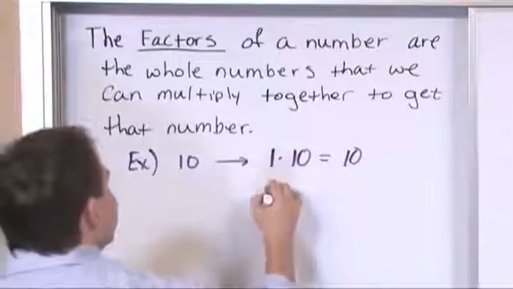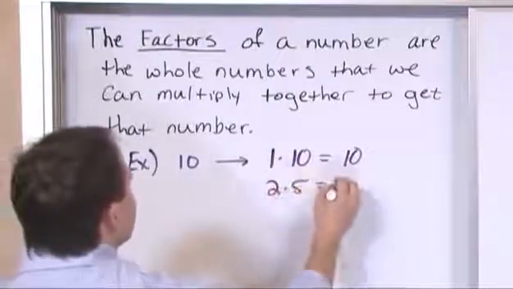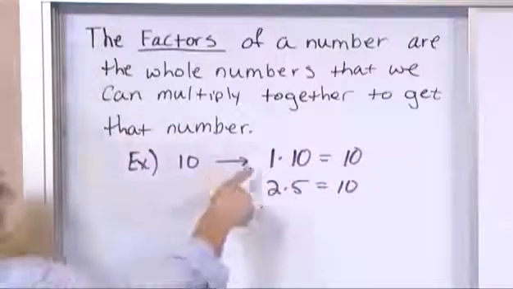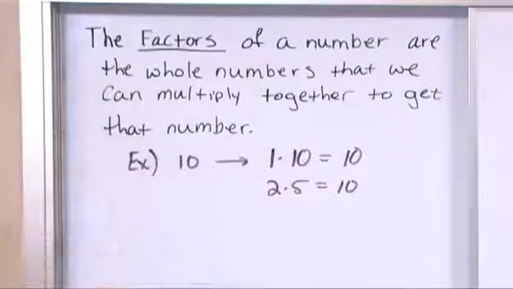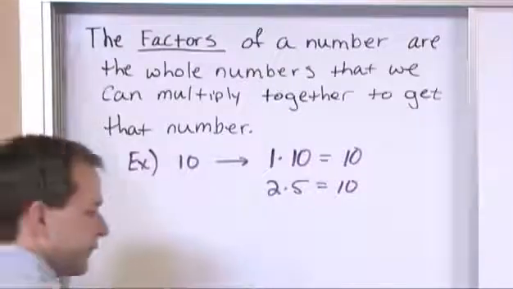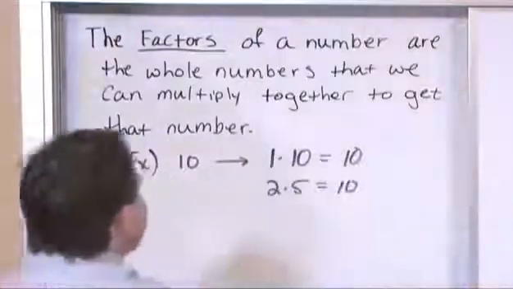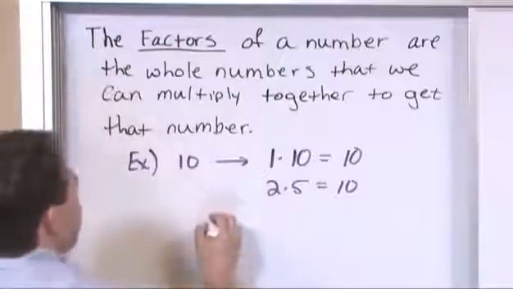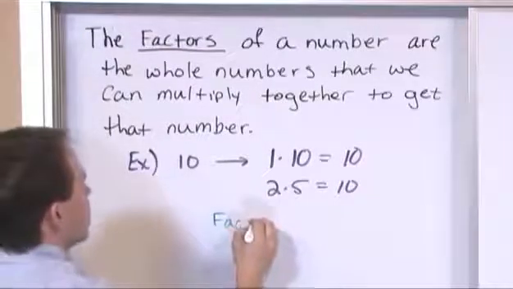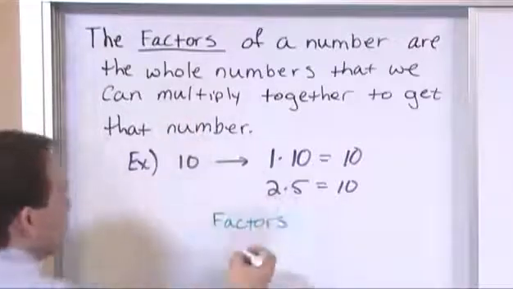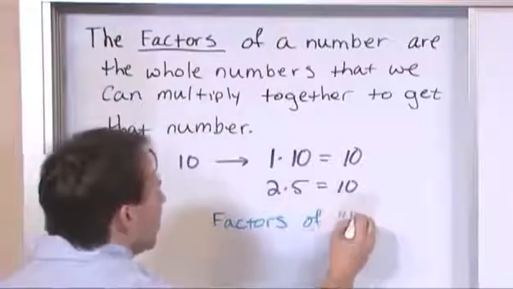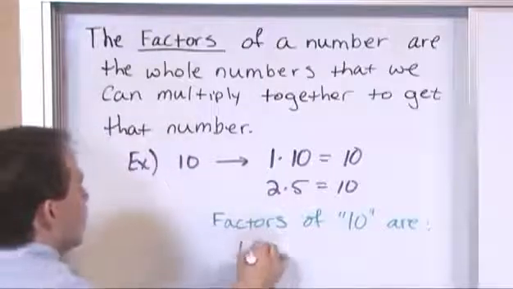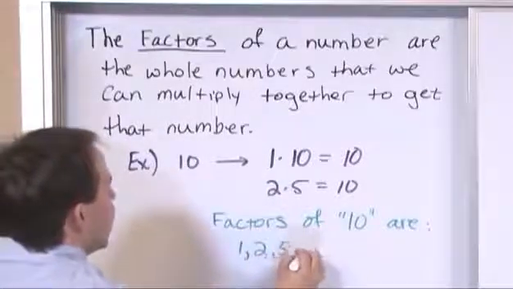And we can also say that 2 times 5 is equal to 10. So these are all whole numbers that can be multiplied together, 1 times 10, 2 times 5, and they can be multiplied together to give you 10. So what we've learned from this is the factors, which is the word we're trying to learn here, of the number 10 are 1, 2, 5, and 10.